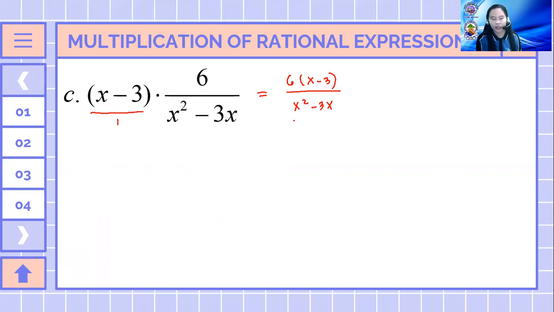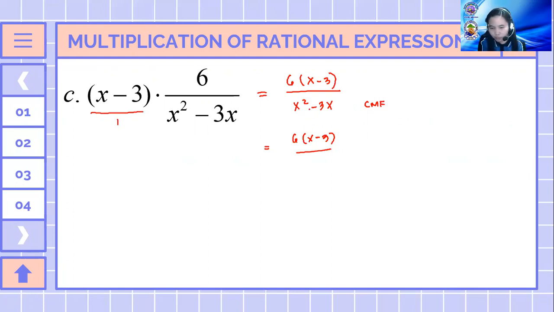Now, class, at this time, you have to watch my previous lesson about simplifying rational expressions. We will apply the different steps on how to simplify rational expressions. You can watch the previous lesson. So we have now 6 times the quantity x minus 3. We will just copy the numerator. And then for the denominator, we can use the common monomial factor to factor out this polynomial, or CMF. CMF means common monomial factor.